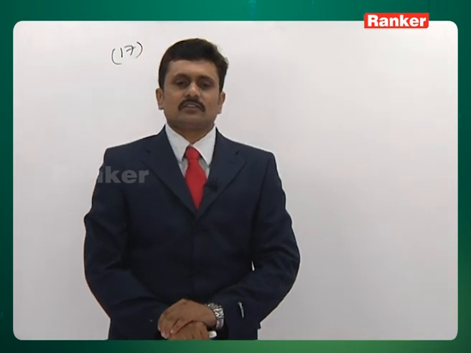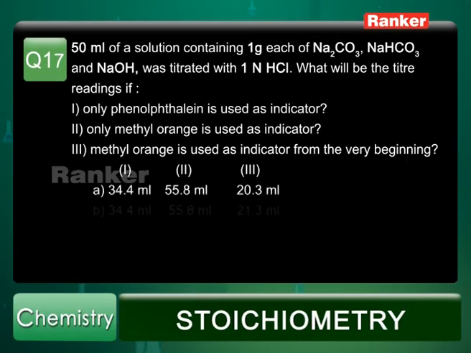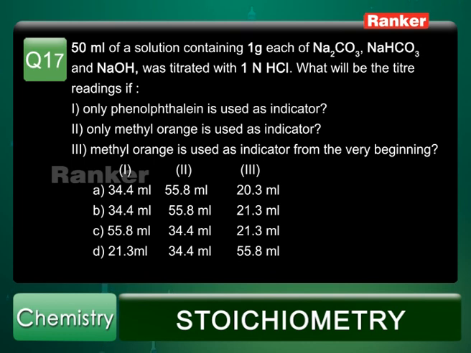The next question is again on double titration. We have 50 ml of a solution containing 1 gram each of sodium hydroxide, sodium bicarbonate and sodium carbonate, and were titrated with 1 normal HCl. You have been asked to find the titer readings, I mean to say the volume of HCl in each case. In the first case, we have used only phenolphthalein as the indicator. In the second one, we have used only methyl orange as the indicator. In the third one, we have taken methyl orange as well as phenolphthalein, but methyl orange was added after the phenolphthalein end point.